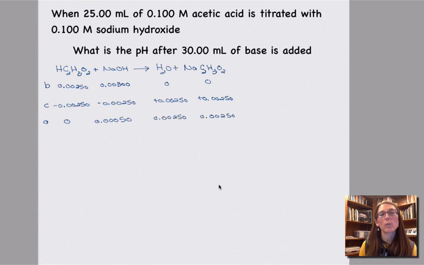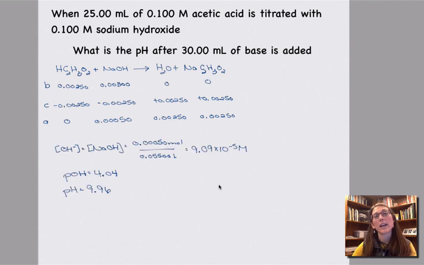And so at this point, what we have in solution is water, sodium hydroxide, and sodium acetate. Sodium hydroxide, being a strong base, is going to determine the pH rather than the weak base that is present in solution. And so we can just take that concentration of sodium hydroxide, since we know it will dissociate completely, that will be our concentration of the hydroxide ion, and from there we can find pOH and pH.